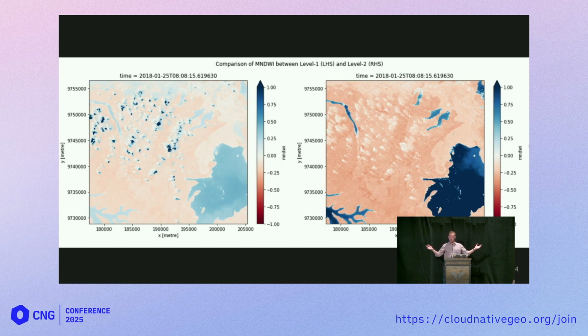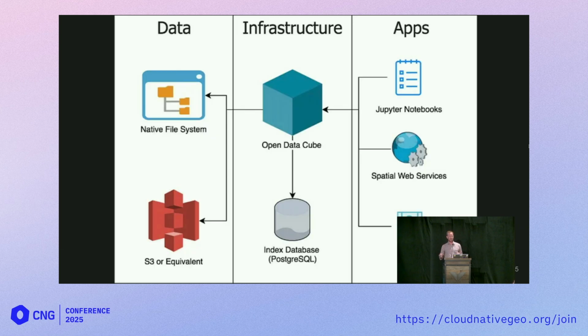So after we digitized all that data onto spinning disks, a whole bunch of folks invented analysis-ready data. On the left, you can see level 1 data, which has been geometrically corrected, and on the right is level 2 data, which has been radiometrically corrected. That stuff's better. And we also created, in Geoscience Australia, the Open Data Cube, which is a piece of infrastructure that helps people work with that data. So it's like a Python library that does a bunch of things.